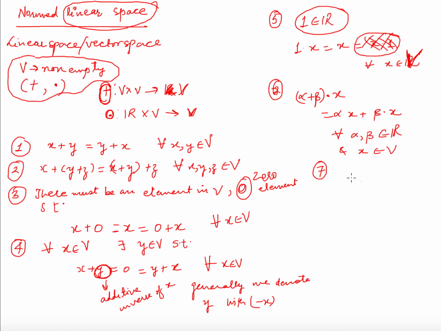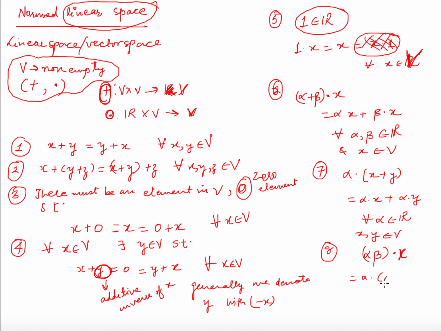Seventh property is that alpha dot (x plus y) should be alpha dot x plus alpha dot y for all alpha in R and for all x and y in V. And the eighth property is you can multiply two numbers in R. Obviously, this is the multiplication of alpha and beta. Alpha and beta are real numbers. Dot with any element of V should be alpha dot (beta dot x). This should be true for all alpha, beta in R and for all x in V.